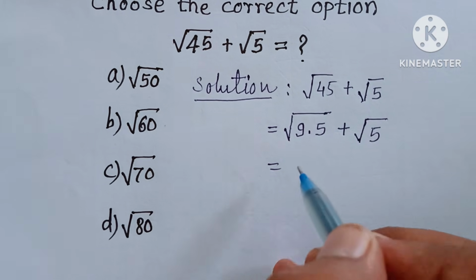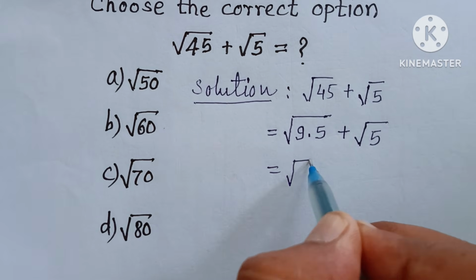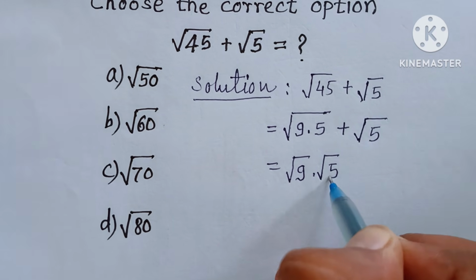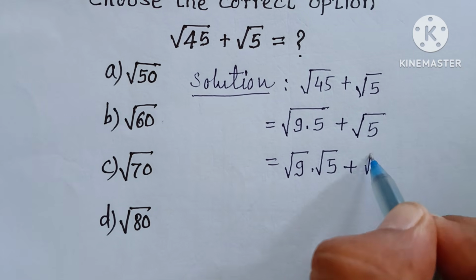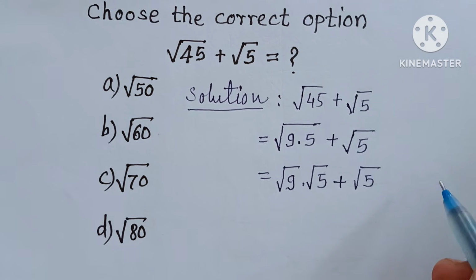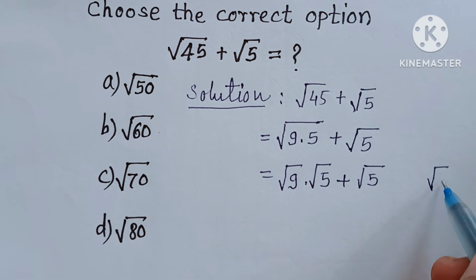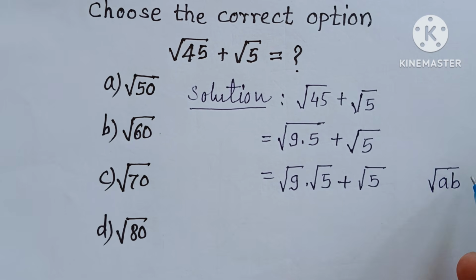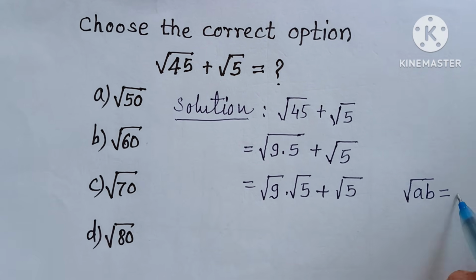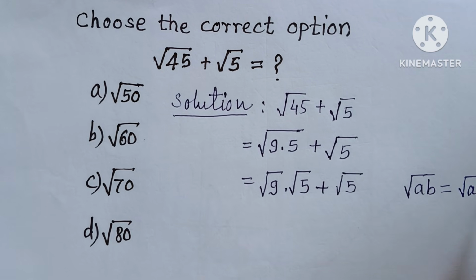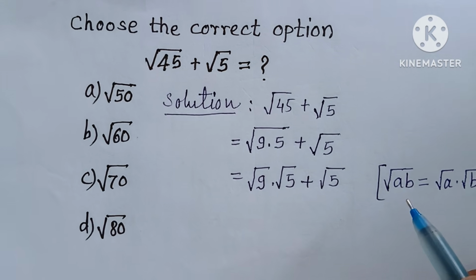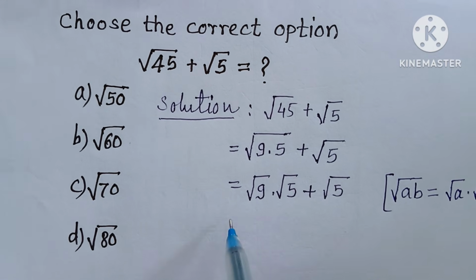This we have to separate: under root 9 into under root 5 plus under root 5. Which formula have we used here? We used the formula under root of ab equal to under root a into under root b. This formula we have used here to solve this problem.